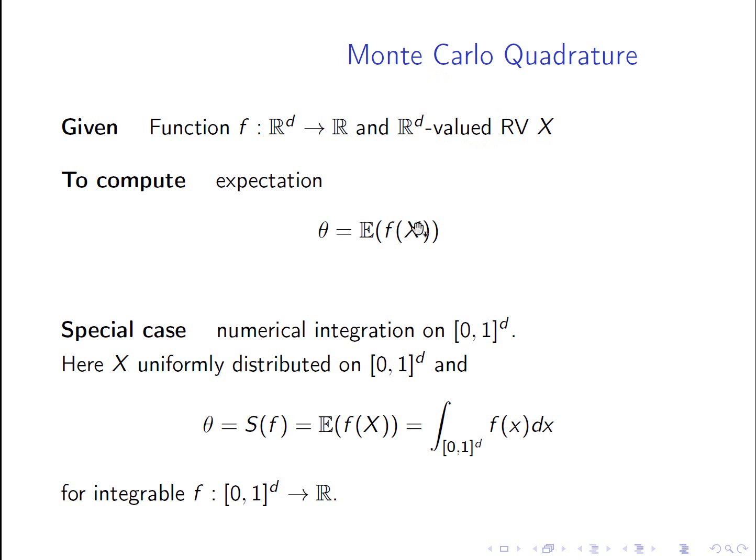And we have already seen a special case, namely the numerical integration on [0,1]^d. In this case, our random variable X is just uniformly distributed on [0,1]^d, and theta is just the integral over [0,1]^d of f(x) dx. And of course, for everything to be well defined, f has to be integrable, and also this expectation needs to exist.